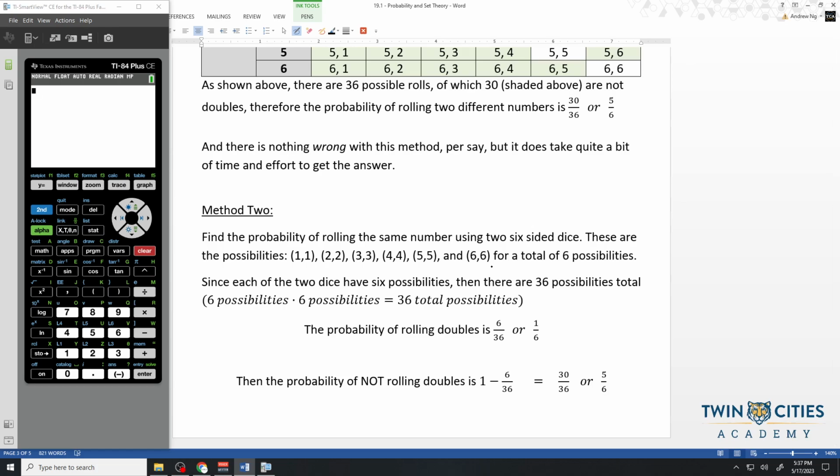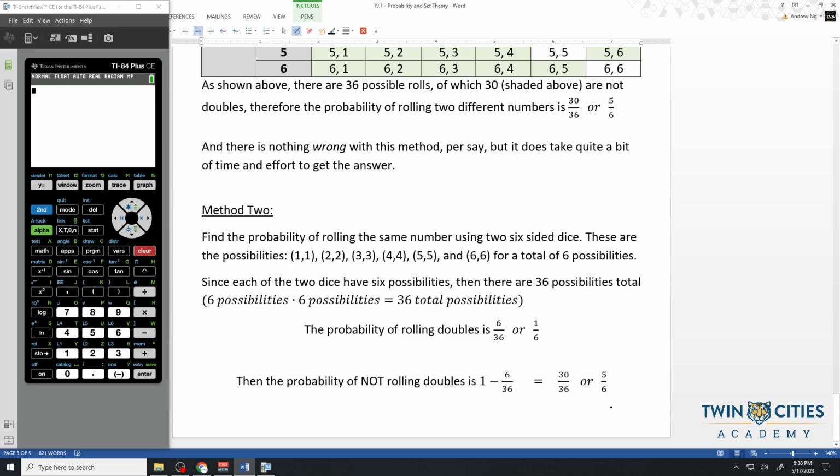But if I know that the whole must be 1, or you could think of it as 36 over 36, I could simply subtract what I don't want. I could subtract 6 out of 36, which is the probability of getting a double, to find what I do want. 1 minus 6 over 36, or 36 over 36 minus 6 over 36, would be the same 30 over 36, or you could reduce that to 5 over 6.